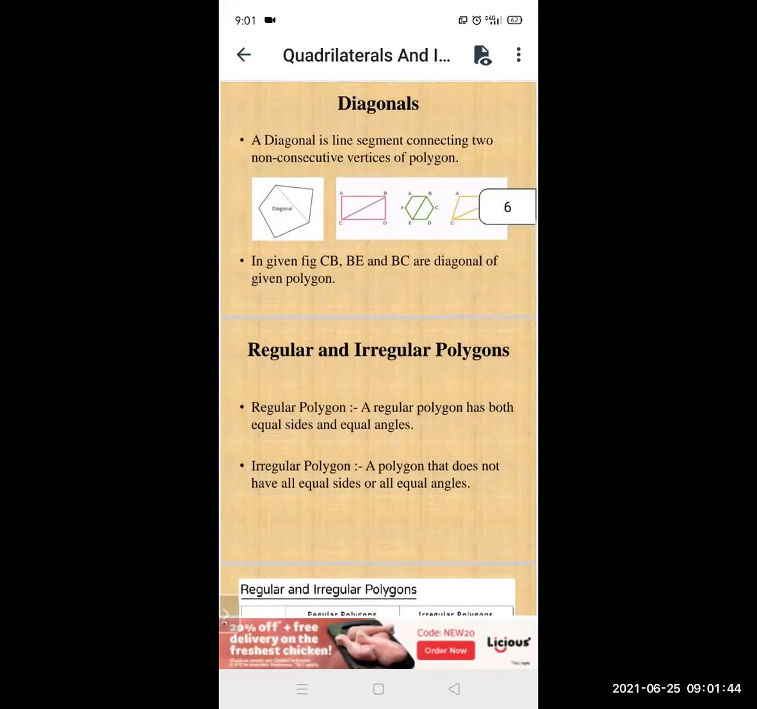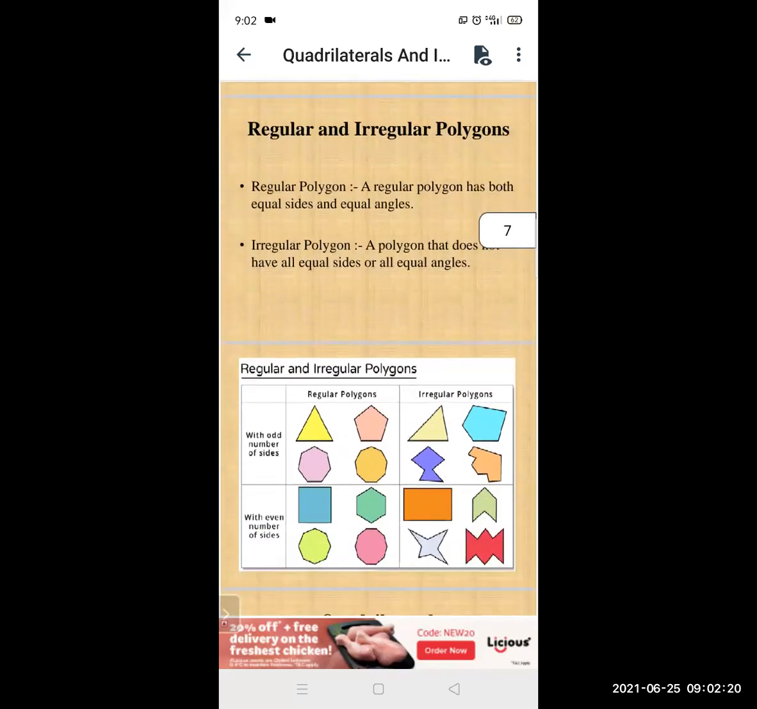Now next. There are again types: regular and irregular polygons. What are regular polygons? A regular polygon has both equal sides and equal angles. Whatever polygons we have seen, if they have equal sides and equal angles, then it is called a regular polygon. And what is an irregular polygon? If they do not have equal sides and equal angles, then it is called an irregular polygon. By using the definition we cannot understand, we will see the structures. See here.